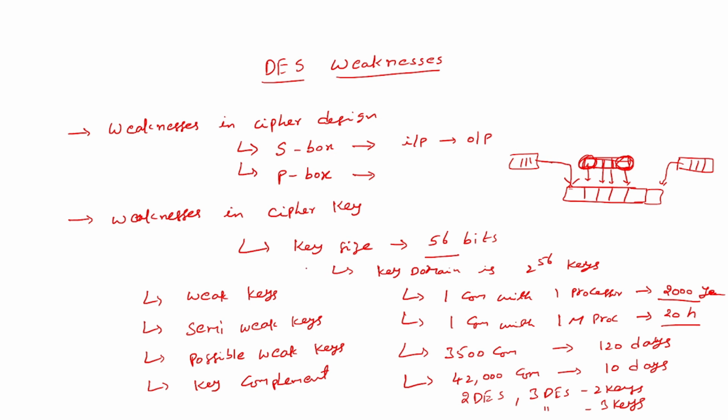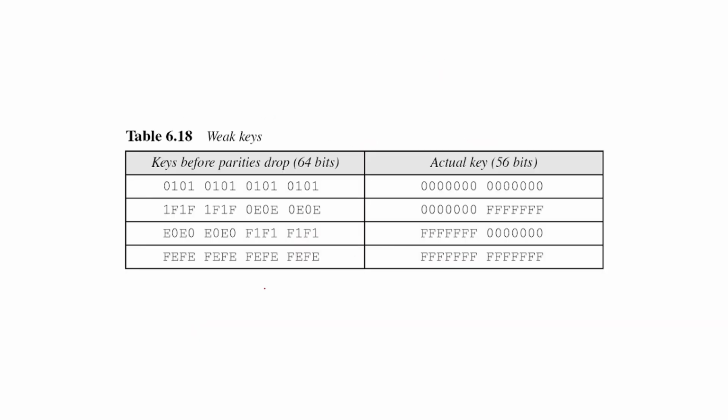We already discussed key size, and the next thing is weak keys. There are a total of 4 weak keys. So what is a weak key? A weak key consists of either all zeros, all ones, or half zeros and half ones. These are the weak keys.